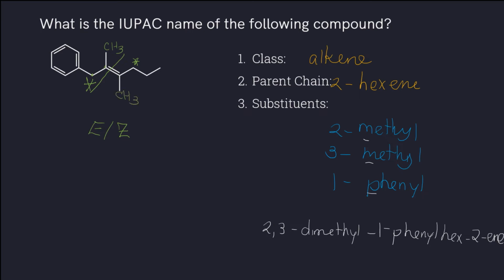So the alkene over here has priority groups on opposite sides of the double bond. So this is another E alkene. So we affix the configuration of the double bond before the name. And so this would be the complete name of the compound, including the stereochemical designation E.